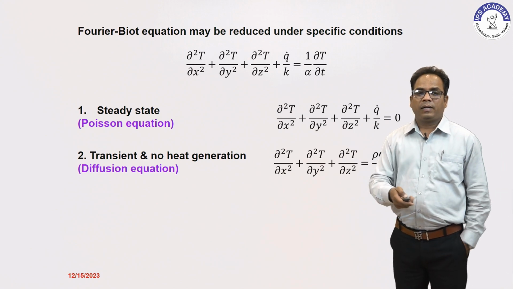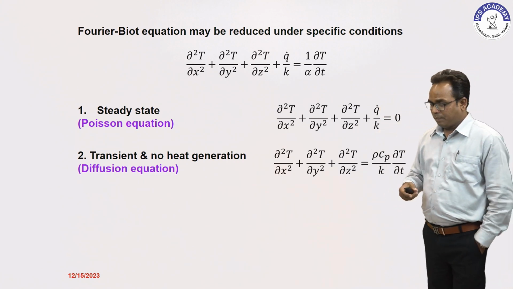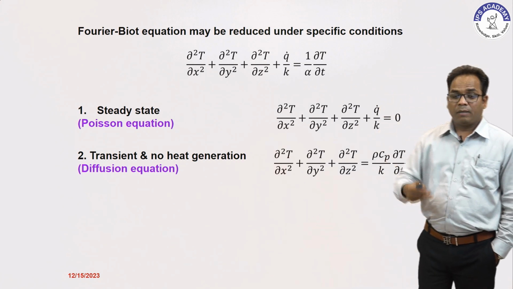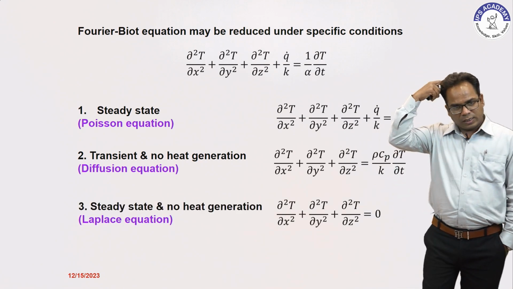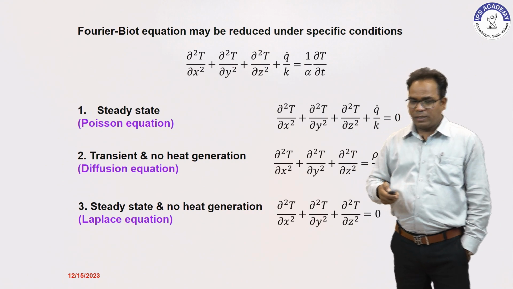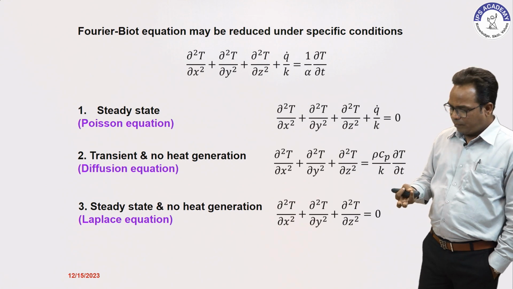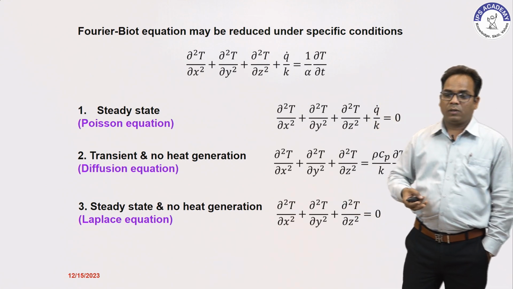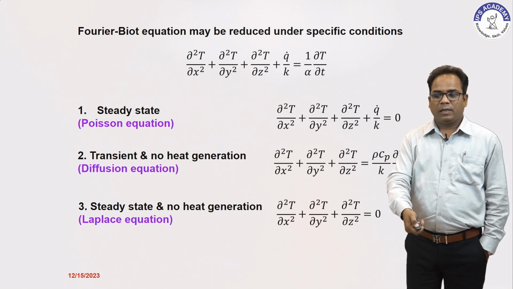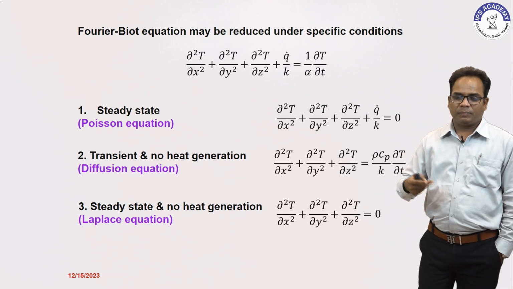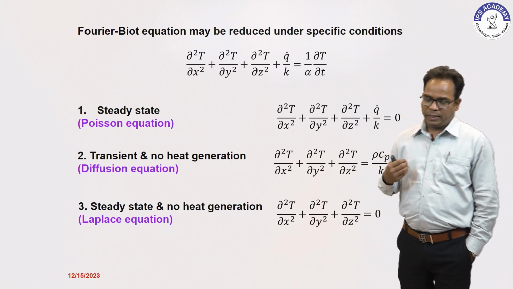And the diffusion equation: in this case, heat generation is not considered. So we have heat transferred in all possible directions, and heat is also stored within the control volume, but no heat generation. This is known as the diffusion equation. And the last one is known as the steady-state Laplace equation. In the Laplace equation, we consider no heat generation and no heat storage. Okay, so in this way we can have the different forms of the Fourier-Biot heat diffusion equation.